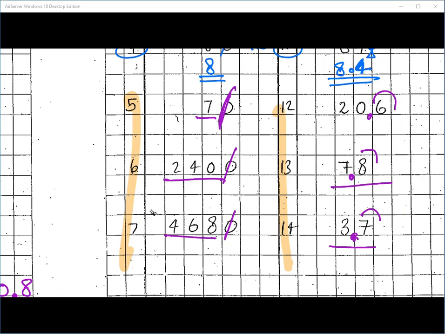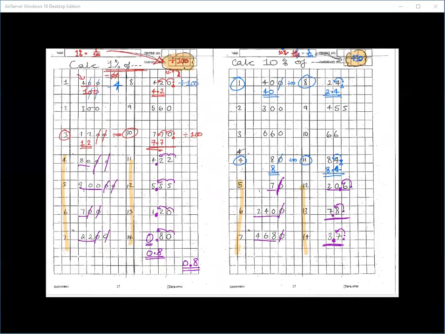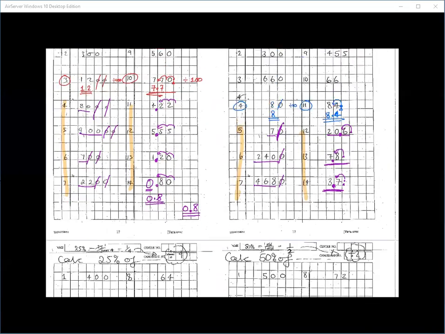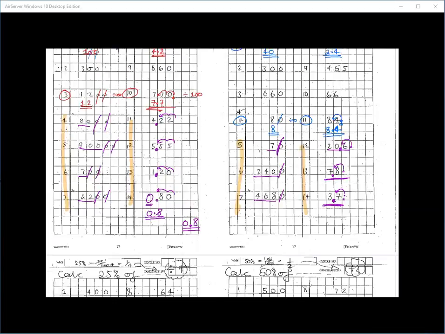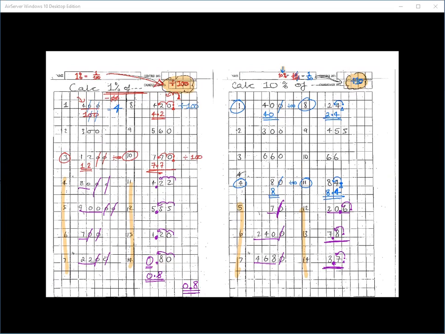On the right hand side, because of the whole number, no zero, no decimal point, put it in at the end. Move it back one place. Done. 20.6. Again, put the decimal point at the end, move it back one place, 7.8. Put the decimal point at the end of a whole number and move the decimal point back, and we have finished those 2 pages. Okay, let's move on. Okay, so that was working out 1% and 10%.